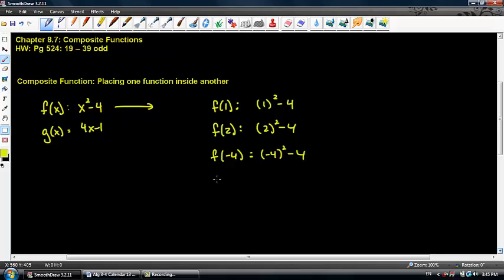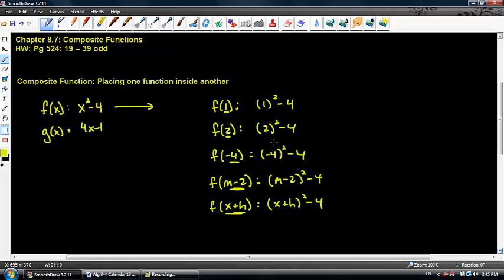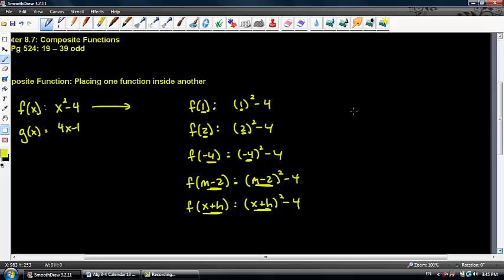And then in chapter 8.1 we got a little more advanced. We did like f of m minus 2, which was parentheses m minus 2 squared minus 4. And then sometimes we even did like an f of x plus h, and that is equal to quantity x plus h squared minus 4. So the bottom line is that anything that goes inside these parentheses is replacing the inside of x. It's replacing the inside of x. So whatever comes up in these parentheses comes up in these parentheses.